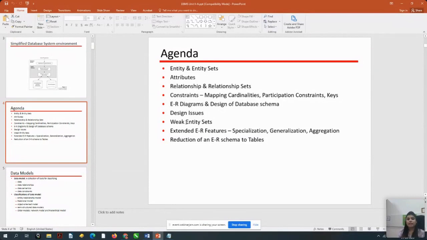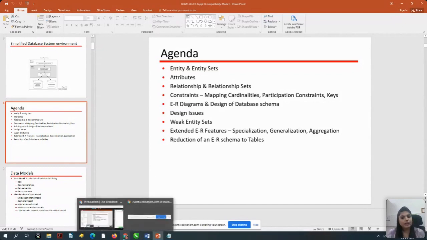Then we have discussed the weak entity sets, which are shown by the double rectangle. Okay, and they do not have their own primary key. Their primary key is defined through the discriminator and the primary key of the strong entity set on which it is dependent. The primary key of the strong entity set and the discriminator form the primary key of the weak entity set. Then tomorrow we'll be covering the extended ER features, which are specialization, generalization, and aggregation, and then reduction of an ER schema to tables.